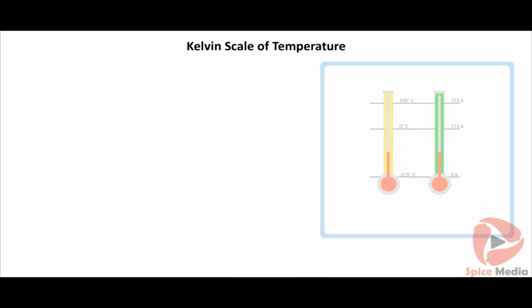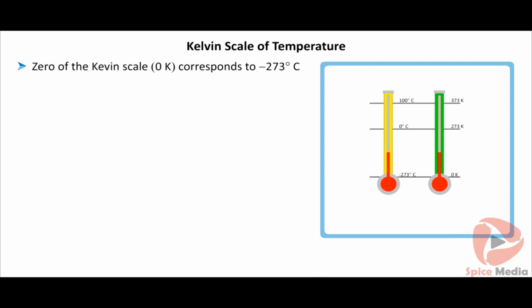The Kelvin scale of temperature was designed by Lord Kelvin, a British inventor and scientist. It is a temperature scale where the 0 of the Kelvin scale, 0 K, corresponds to minus 273 degrees Celsius. The size of one division on the Kelvin scale is the same as the size of 1 degree on the Celsius or centigrade scale. Hence, 0 degrees Celsius is equal to 273 K. The Kelvin scale of temperature is also called the absolute temperature scale. Kelvin is the SI unit of temperature.